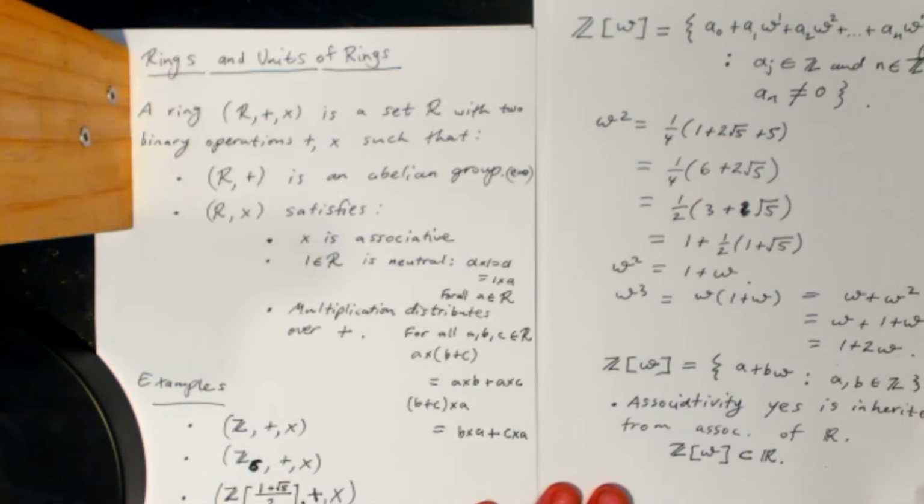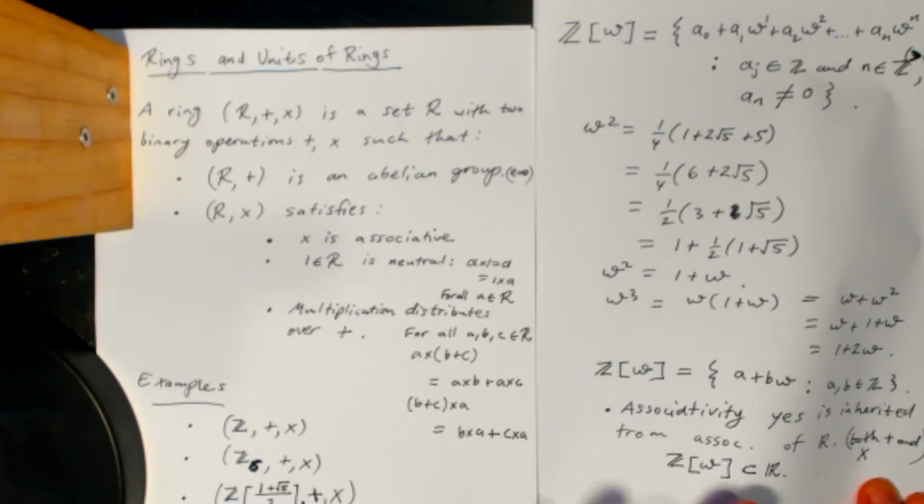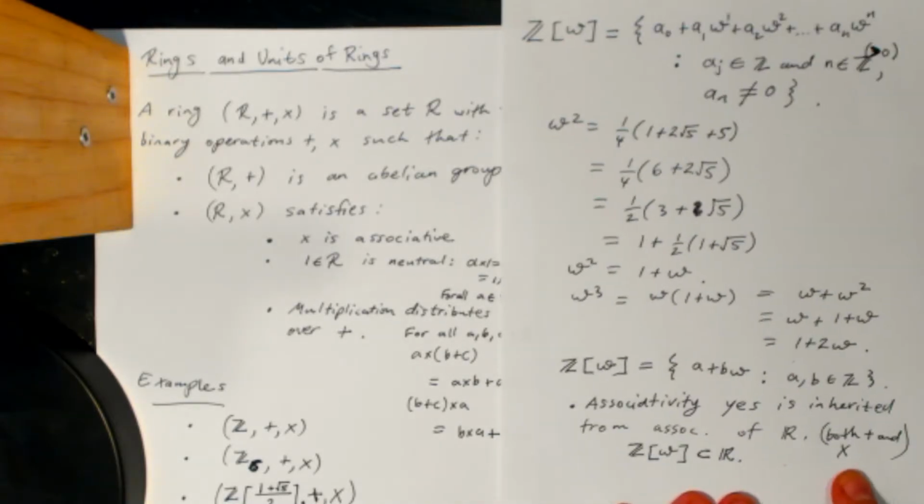And I didn't actually say that I'm talking about both plus and multiplication for associativity there, right?